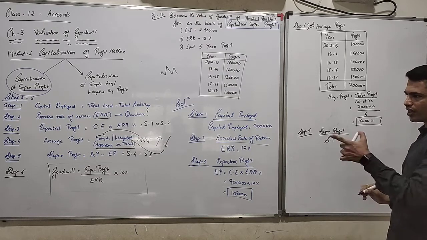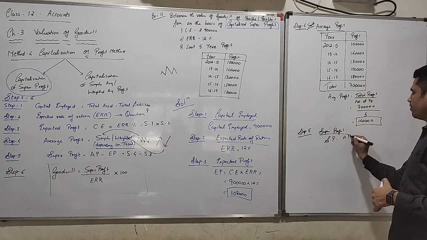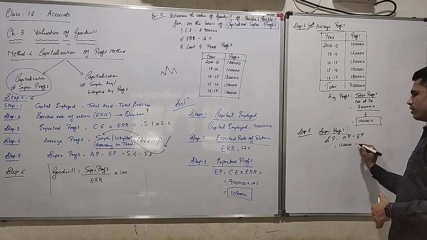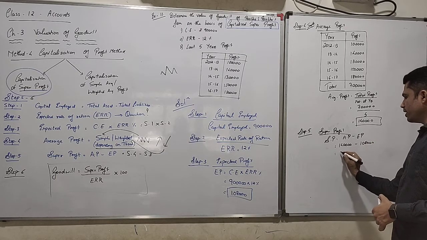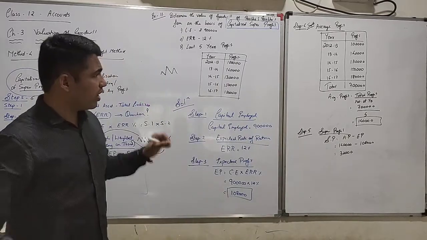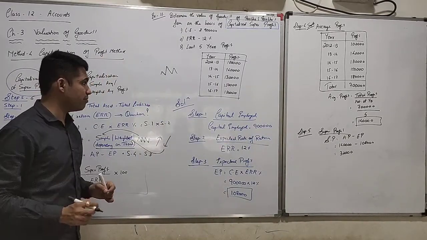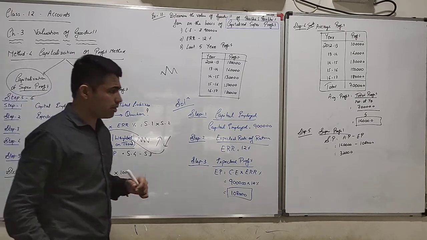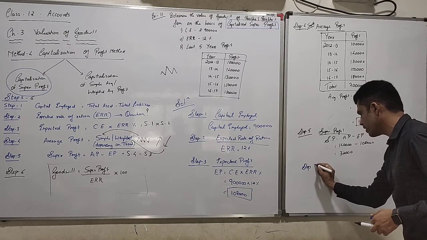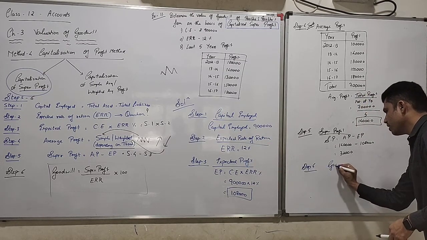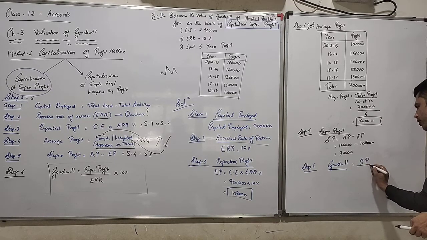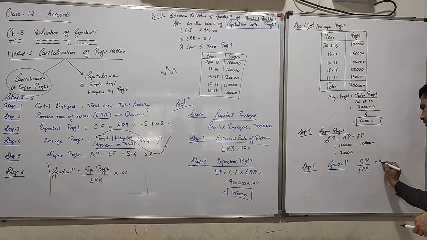Super profit equals step 4 minus step 3. Step 4 is average profit minus step 3 is expected profit. So 1,40,000 minus 1,08,000. The answer is 32,000. Friends, steps 1 to 5 are the same as the previous method, that is method number 3. The only change that we can observe is in step number 6. Yes, step number 6 is goodwill, and the formula of goodwill is super profit upon ERR into 100.